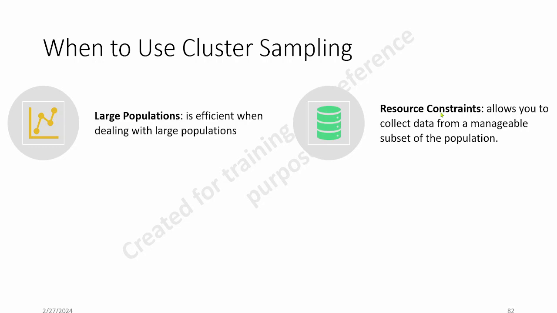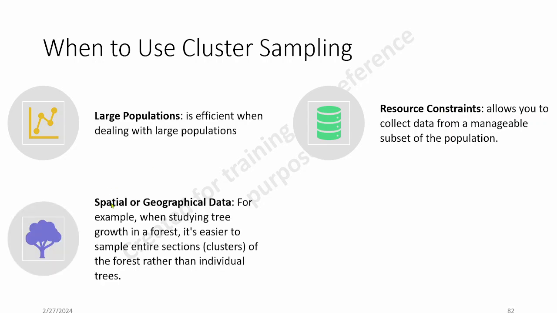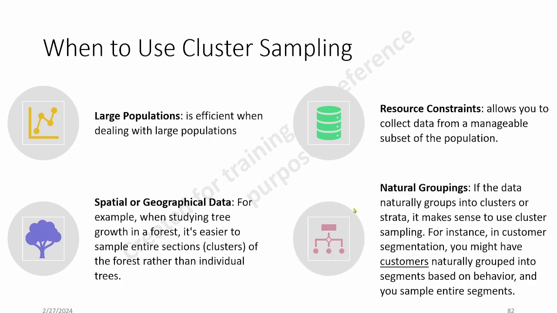Especially for spatial data, geographic data, location, longitude, latitude, region, district, state, it makes more sense to use cluster sampling. Where things are naturally grouped, cluster sampling can be a very, very effective tool.